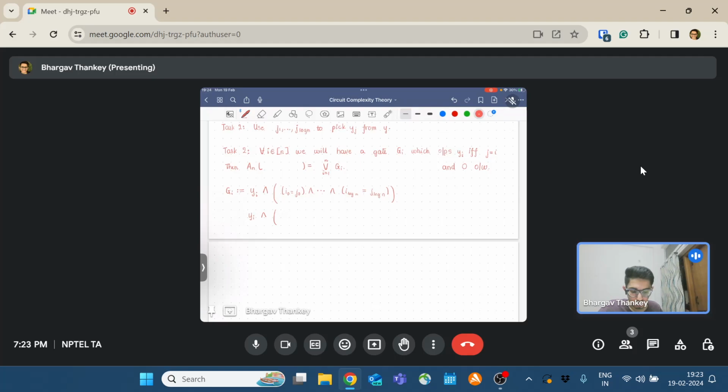So over here, let me say this. I0 equals J0 is the NOT of I0 XOR J0. Why? Because I0 XOR J0 is 1 if and only if both are different, right? So the NOT of it would be 1 if and only if both are the same. This is one way to do it, but there is a better way.